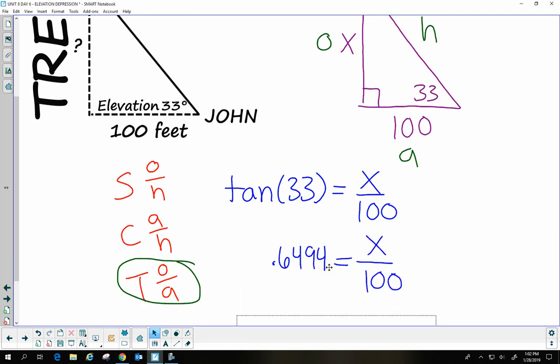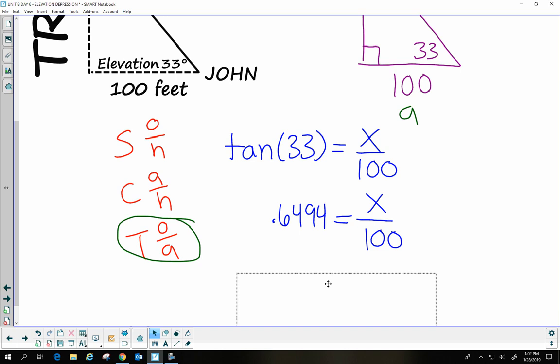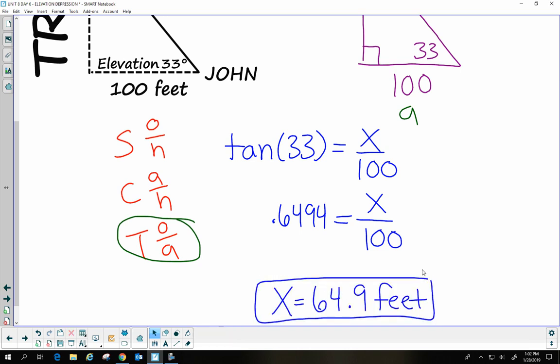Calculate the tangent of 33. Multiply both sides by 100 to find out that that tree is close to 65 feet tall.